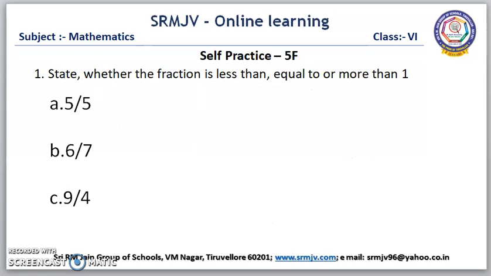Self-practice 5F. State whether the fraction is less than, equal to or more than 1. The first fraction is 5 by 5. The numerator is equal to the denominator. The value of this improper fraction is equal to 1. 6 by 7. The numerator is less than the denominator. So this is a proper fraction. The value of the proper fraction is less than 1.